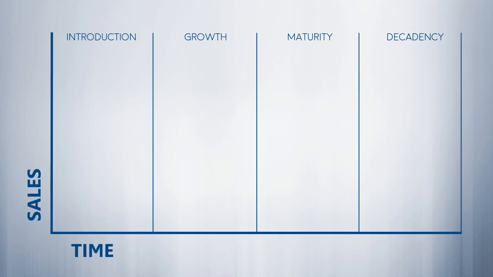Products are like human beings. They are born, they grow, they reach maturity, and then they enter old age, the declining stage, and they die. The best way to picture this is through a curve in the product's life cycle. On the x-axis, we have time, and on the y-axis, we have demand, which can be expressed in sales volume.